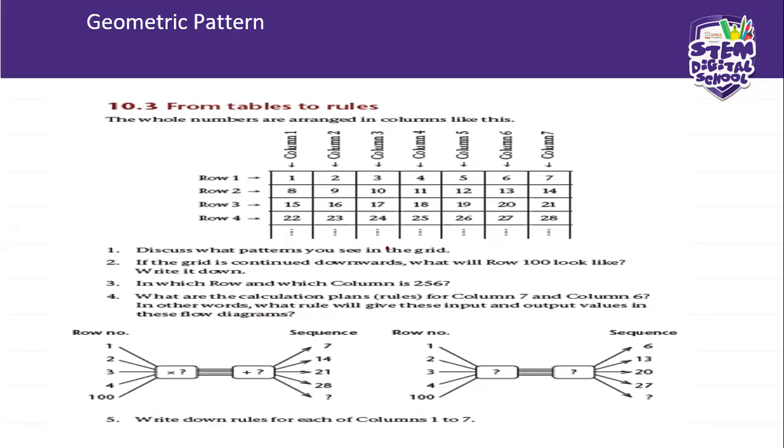What's going on in the grid? How do you feel they're generating the answers to say that in column 1, row 4, we're going to find 22. In column 2, row 4. Because remember that we don't want to end up counting up to 256 to find out which column it belongs to. So what roles do you think are at play here? What can we say about this grid?